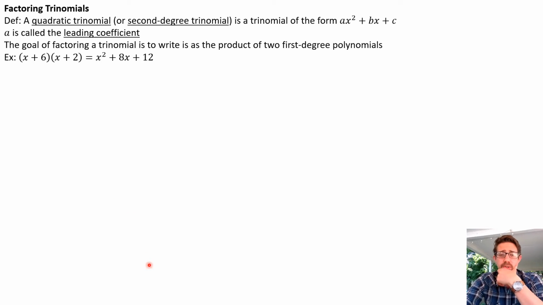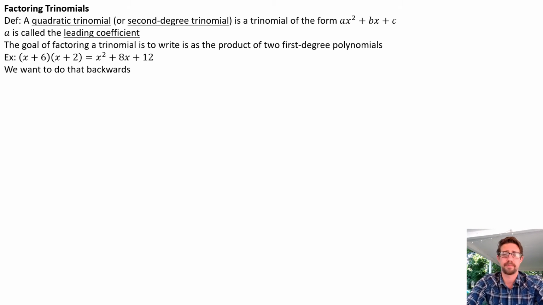So factoring a trinomial is doing that backwards. We need to be able to look at this, x squared plus 8x plus 12, and know that it splits apart into x plus 6 and x plus 2. And the trick there is, well, you don't see a 6 or a 2 in this, right? So we need to find those two numbers. So here's how.